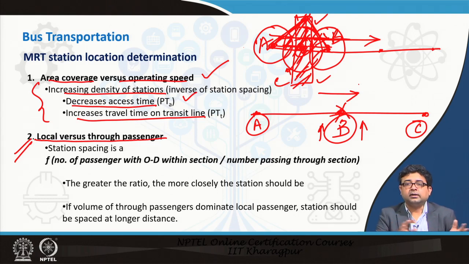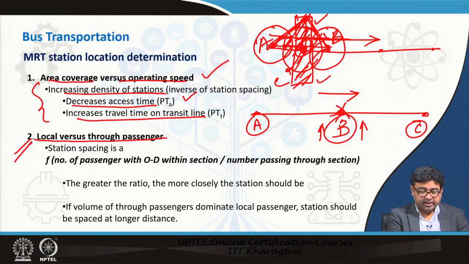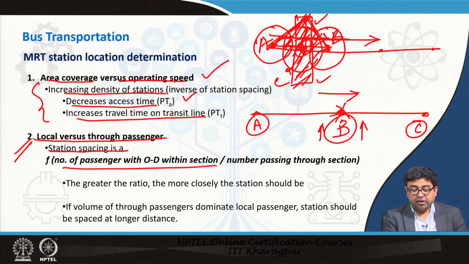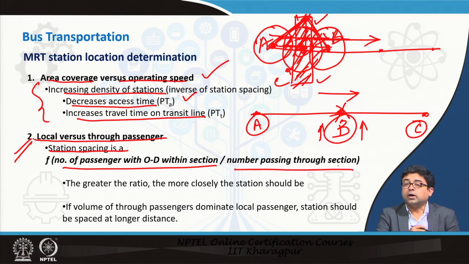So, you may rather want the station train to go quickly to your destination, to point C. You do not want to stop. So, how do you balance this? Now, you also want people to get on there, but you also want the travel time to not be increased for people who are already on board. So, station spacing then becomes a function of the number of passengers with origin and destination within the section divided by the number of passengers who want to pass through the section, right.